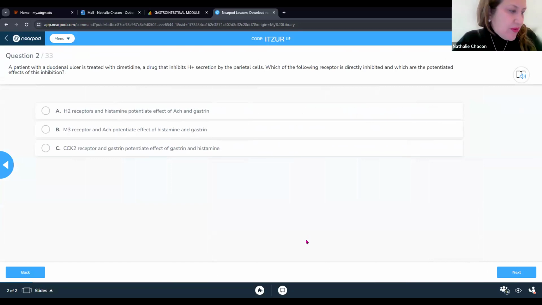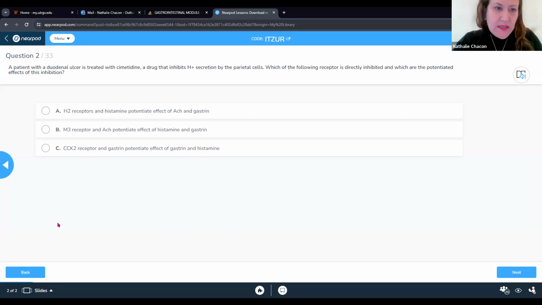A patient with duodenal ulcer is treated with cimetidine. Okay, cimetidine, it's a drug that inhibits H+ secretion by the parietal cells. Which of the following receptors is directly inhibited, and which are the potential effects of this inhibition? Remember, parietal cells can be stimulated by histamine, right? And also it's the one that produces hydrochloric acid, right?